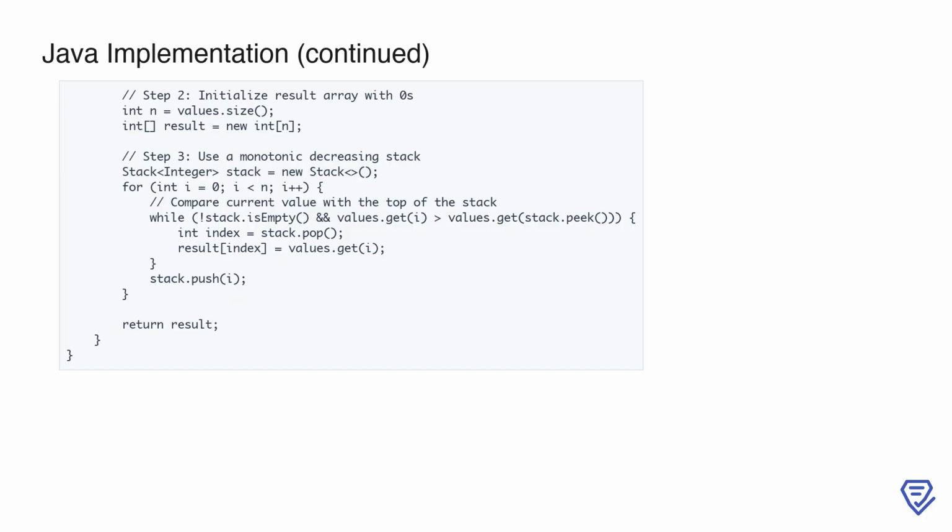If the current value is greater, we pop the stack, set the corresponding index in the result array to the current value, and continue until the condition no longer holds. Finally, we push the current index onto the stack to handle future comparisons. At the end of the loop, any indices still in the stack will naturally map to 0 in the result array, as there are no greater elements for them. The method then returns the filled result array.